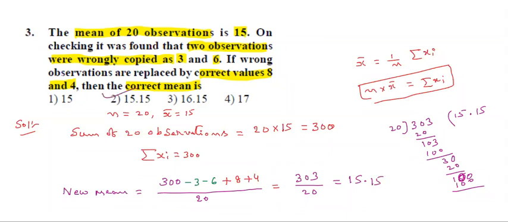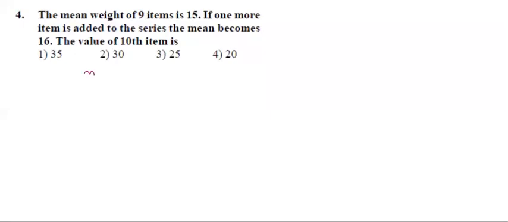Students, did you understand? Here, the n value is 9, and the mean given is how much? 15. So here one more item is added to the series. The mean becomes 16. Then the value of the 10th item is?